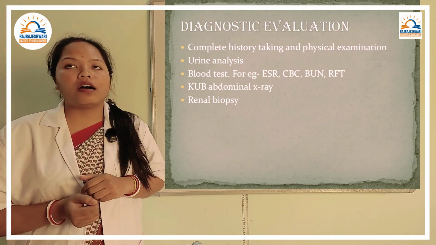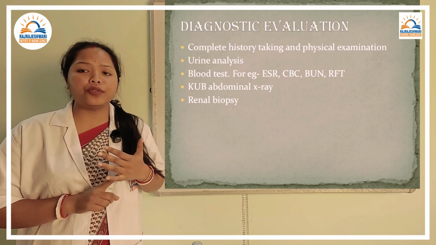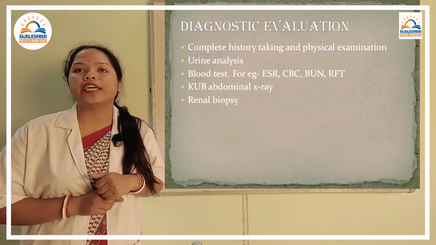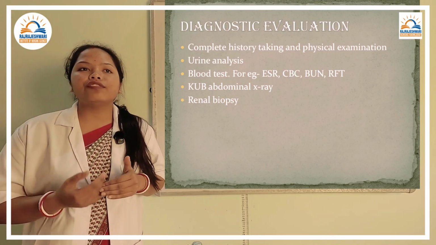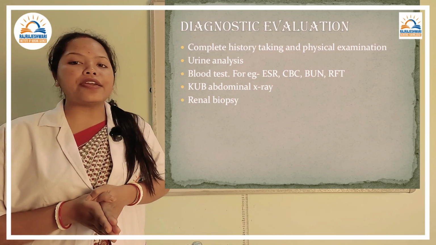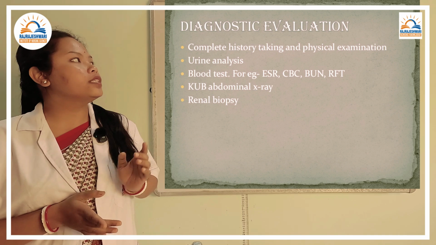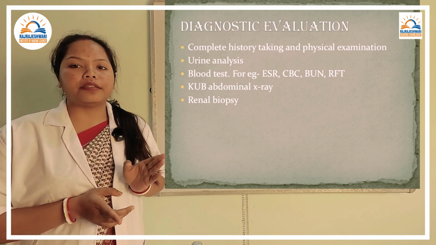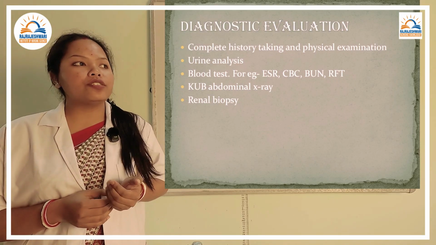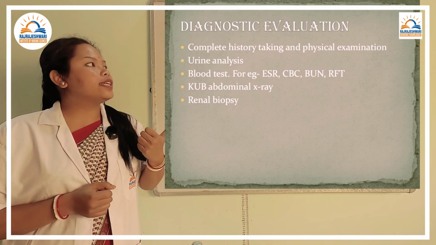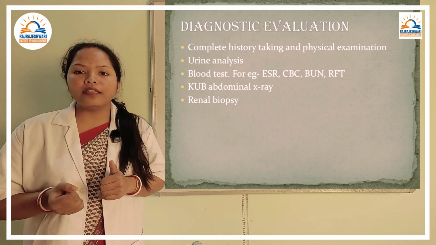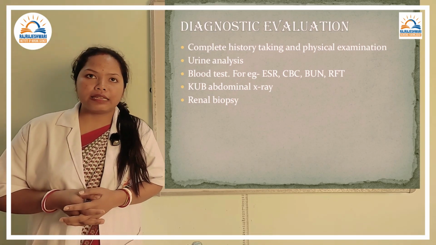Then third one is BUN, blood urea nitrogen. Then fifth one is renal function test, to identify the creatinine and urea level. Then next is KUB, abdominal X-ray. KUB means kidney, ureter and bladder. So KUB is to see kidney size and other abnormalities of the kidney. Then last one is renal biopsy, a small piece of tissue usually taken through a needle for microscopic examination.